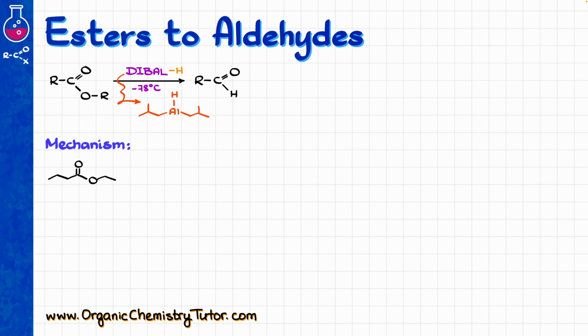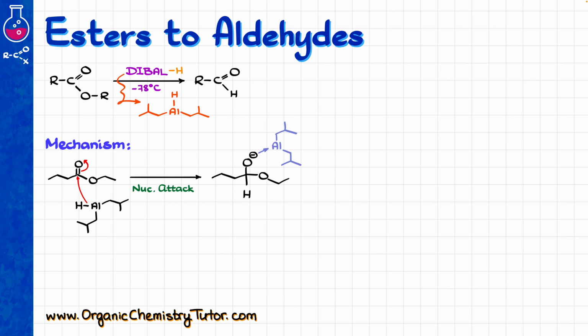Let me just explain it by showing you the mechanism. So for my mechanism here, I'm going to use ethyl butanoate as my exemplary ester. And of course, I'm going to bring my DIBAL here as my hydride. So step number 1 here, like in the previous case, is going to be nucleophilic attack from our hydride onto the carbonyl, that is going to kick the electrons up onto the oxygen, just like we would normally expect. And as a result of this nucleophilic attack, we're going to get the following intermediate.